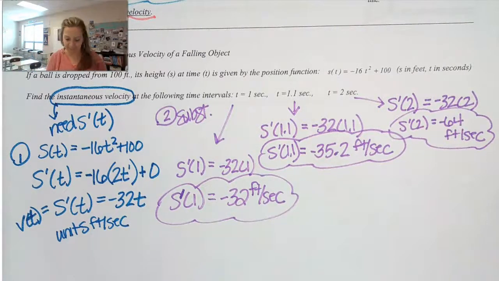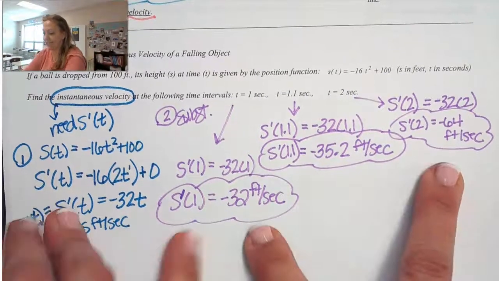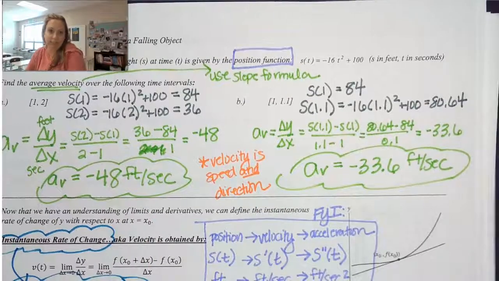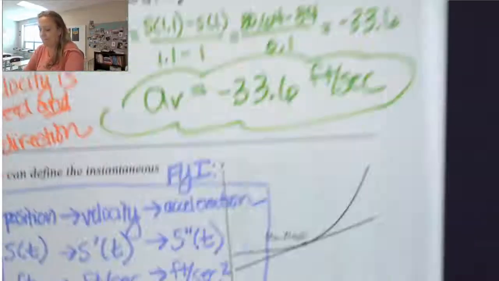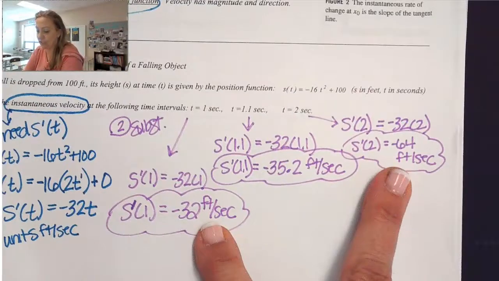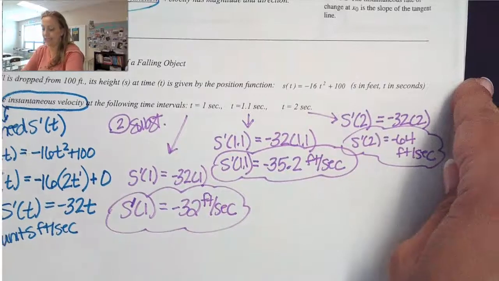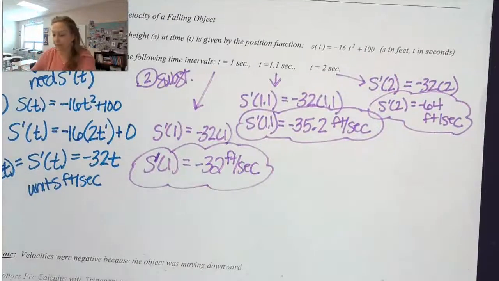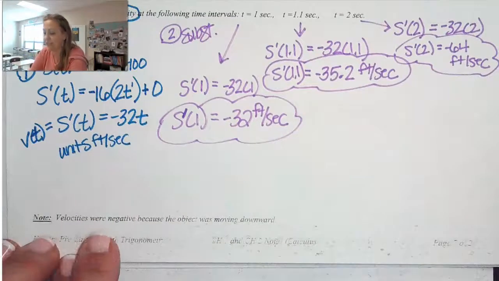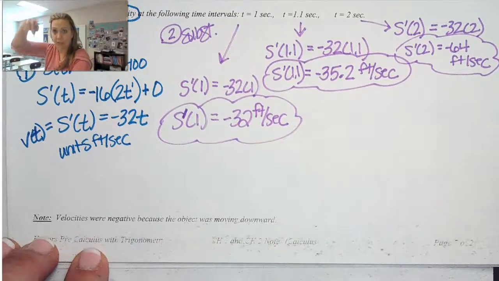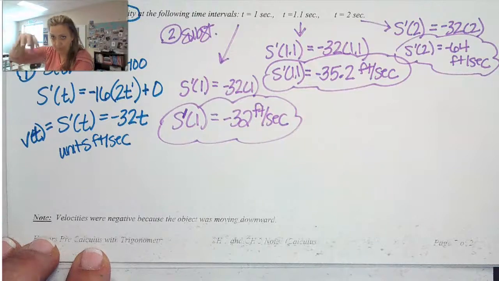It's very exciting. And if you look at the relationship between these instantaneous velocities and the average rate of change, you'll see that they match up. But again, it's just so much nicer for us to be able to compute that instantaneous velocity using the derivative. And again, just note that the velocities are negative because the object was moving downward, the object was dropped. So that means that all the velocities would be negative.